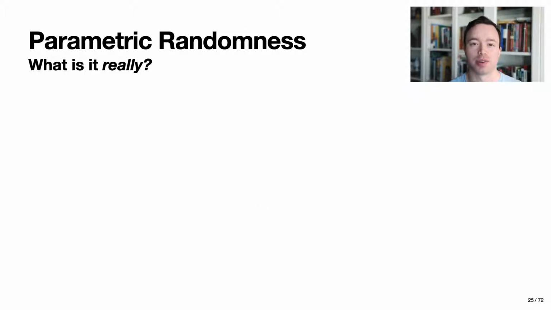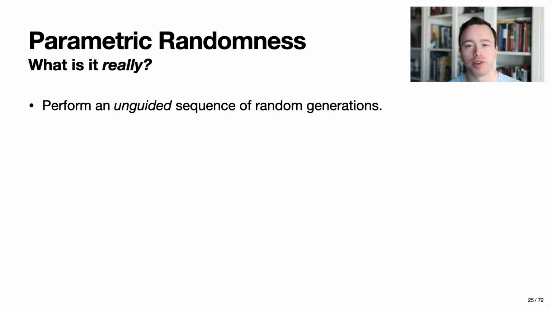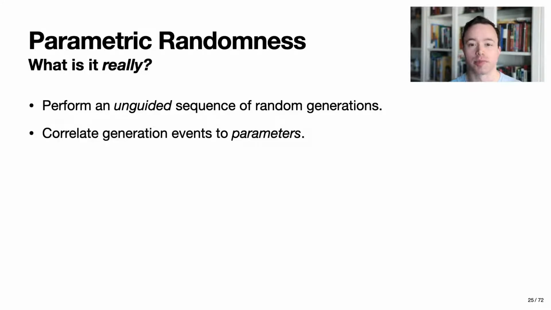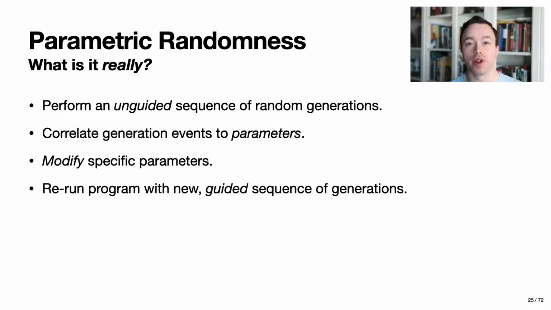Now we can summarize what parametric randomness really is. In a parametrically random system, you can start by generating an initial sequence of random values, which are automatically correlated to parameters that are exposed to you. If you happen to like part of the result of that sequence of generations, but not all of it, you can tune specific parameters and rerun the program to observe the outcome. Doing this allows you to quickly explore decision trees for random problems where interesting paths are clustered together.